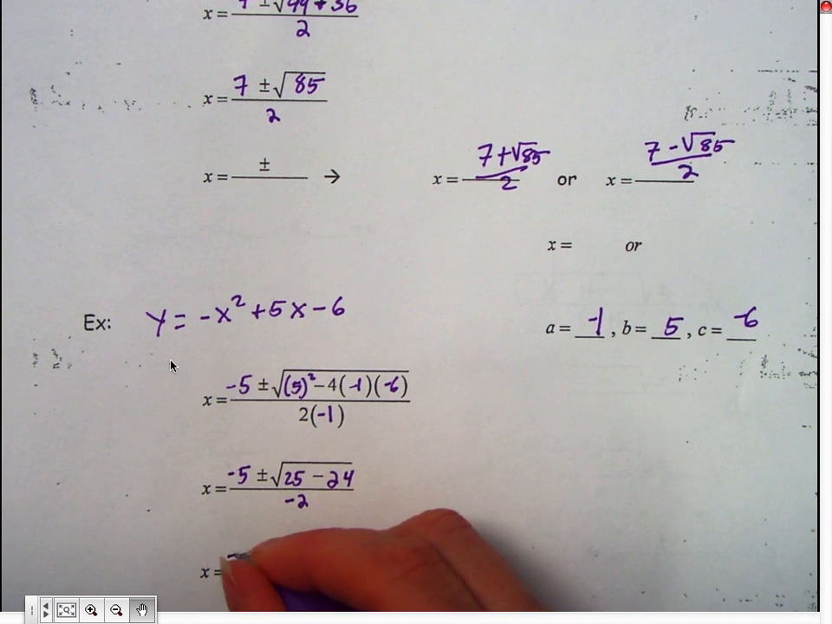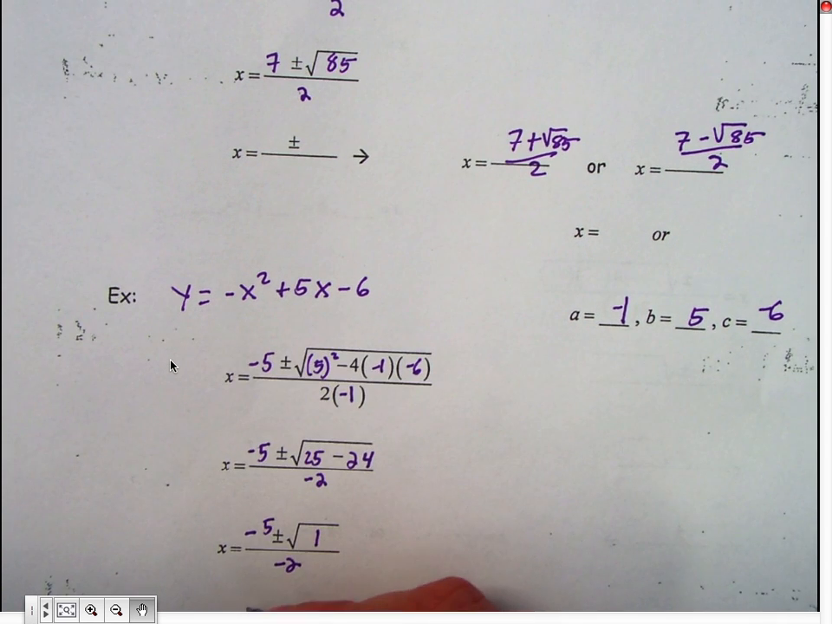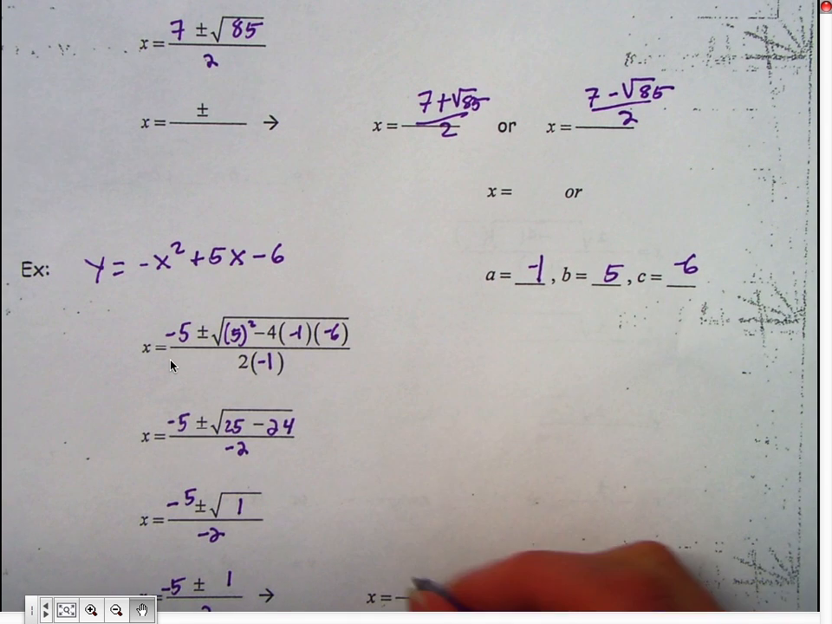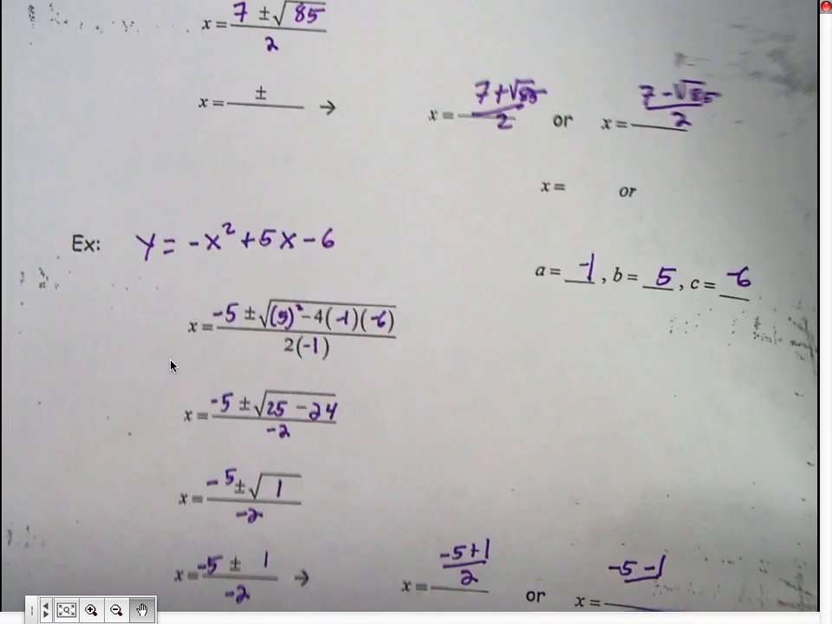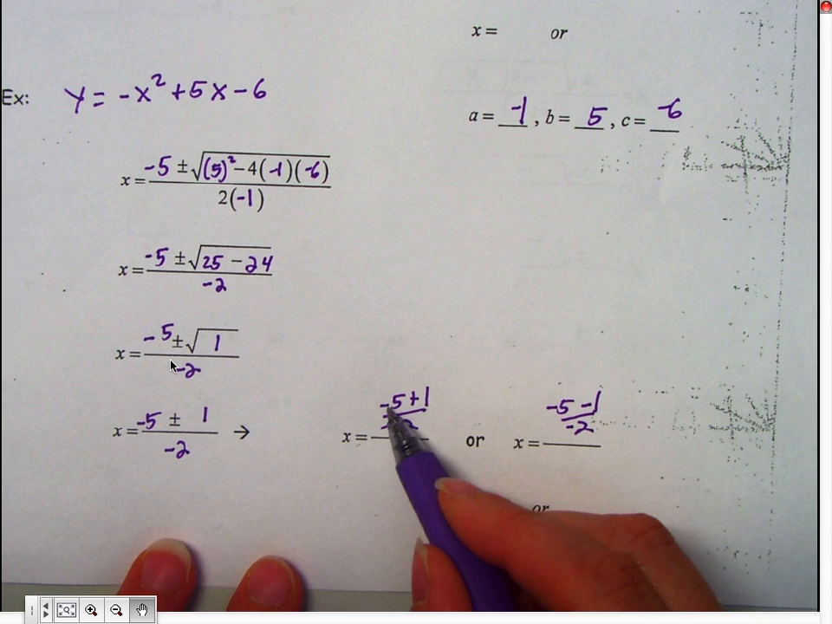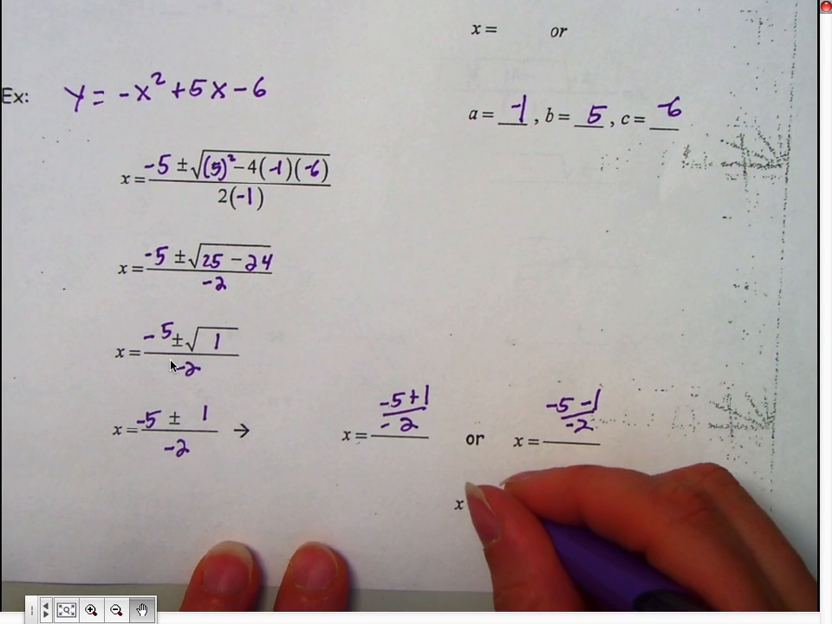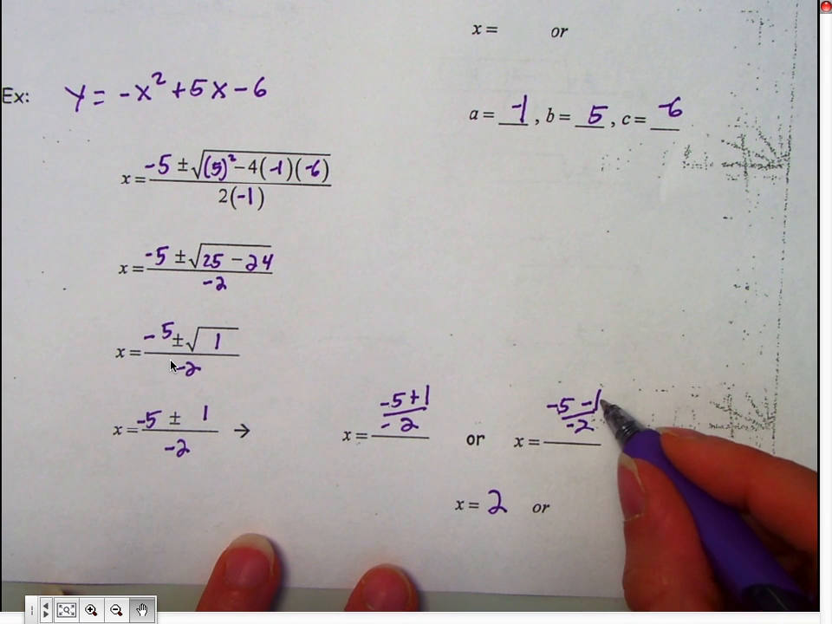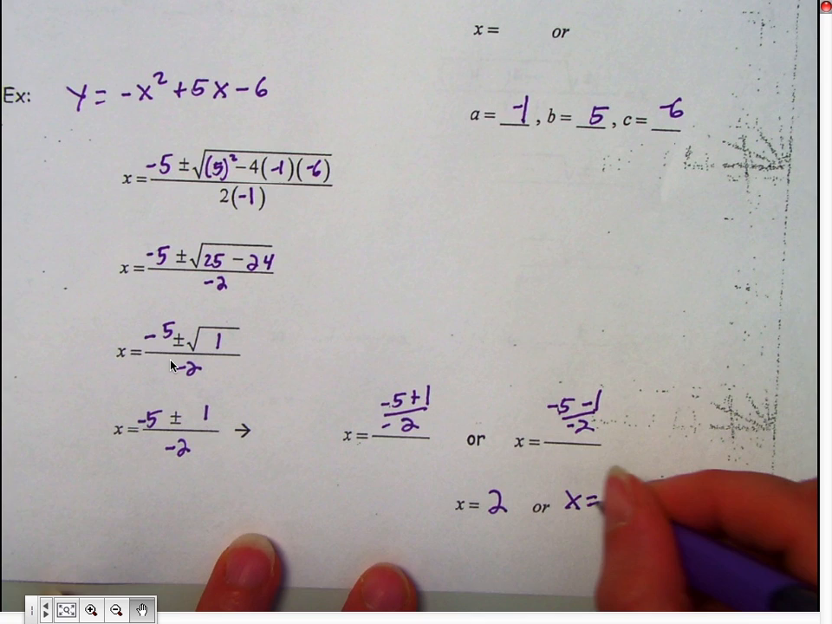So I get negative 5 plus or minus the square root of 1 over negative 2, or negative 5 plus or minus 1 all over negative 2. So that's negative 5 plus 1 over 2, and negative 5 minus 1 over a negative 2. Negative 5 plus 1 is negative 4, divided by negative 2 is 2. And negative 5 minus 1 is negative 6, divided by a negative 2 is 3.